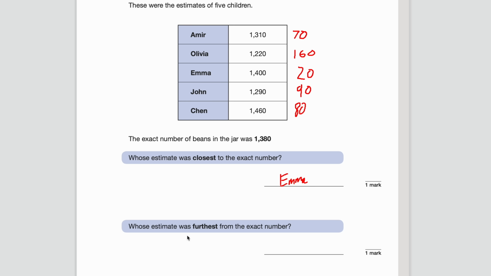There's a second part to that question. So whose estimate was furthest from the exact number? Well, that's easy because we've done the working out. Olivia was the furthest away. She was 160 off. So that's the answer for there.